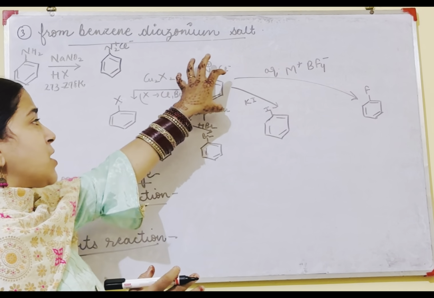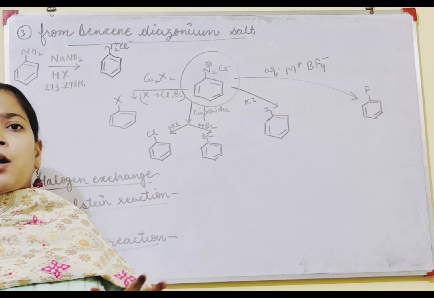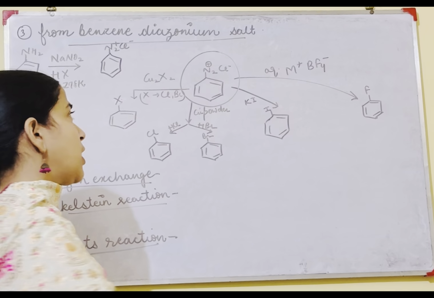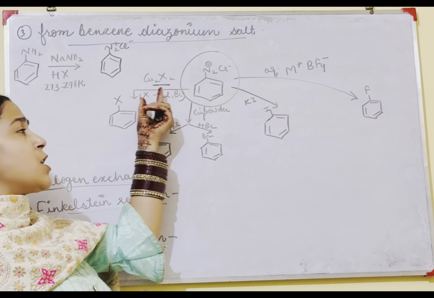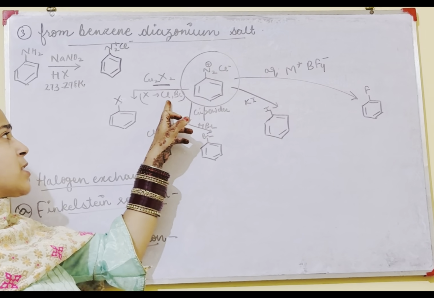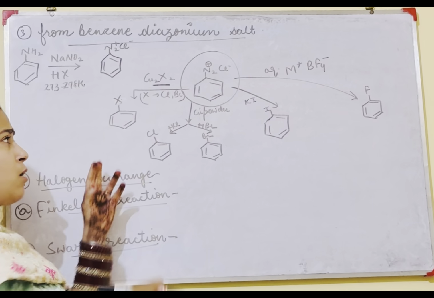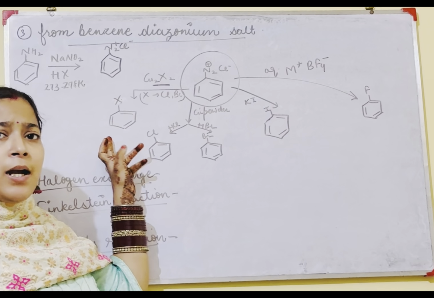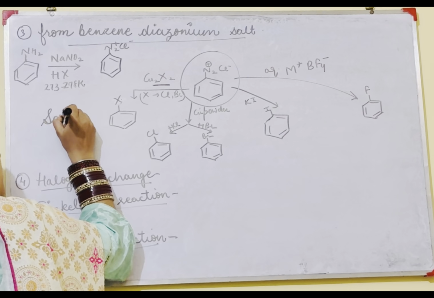Further, this benzene diazonium salt forms a number of products. It depends on the reagent only. First, if we use a copper salt as a reagent, CuX2, here X is chlorine or bromine, then it will convert to chlorobenzene or bromobenzene. It depends on the reagent. So this reaction is called Sandmeyer reaction.